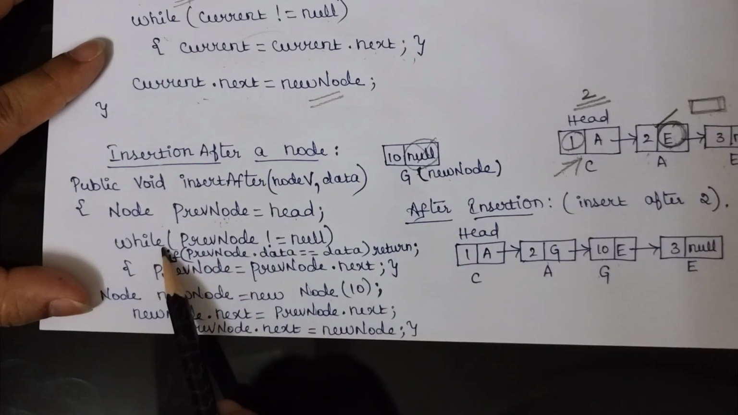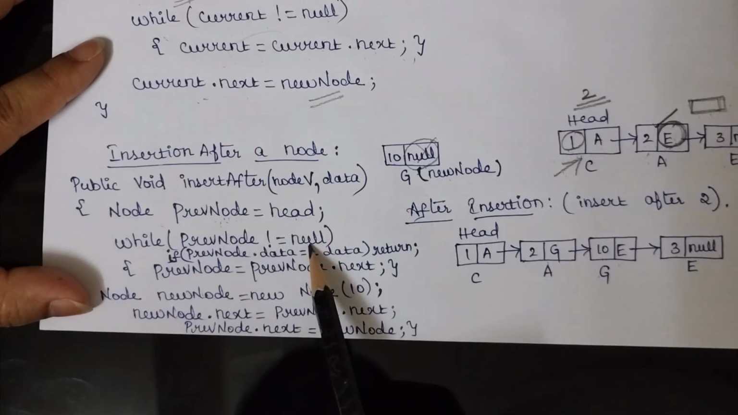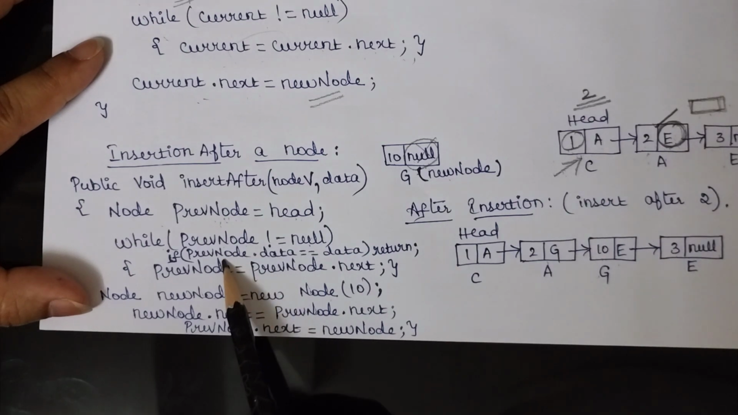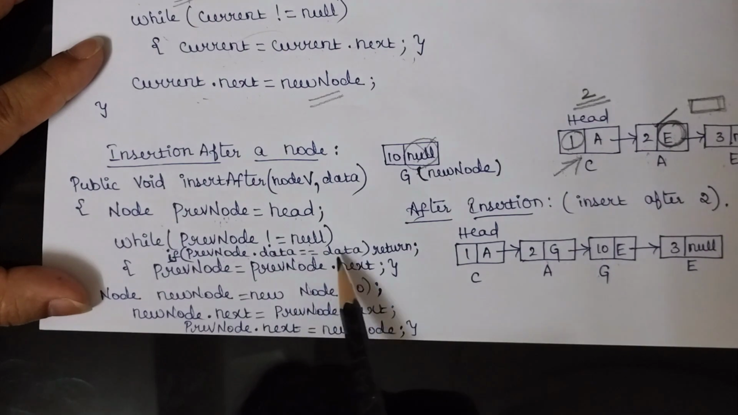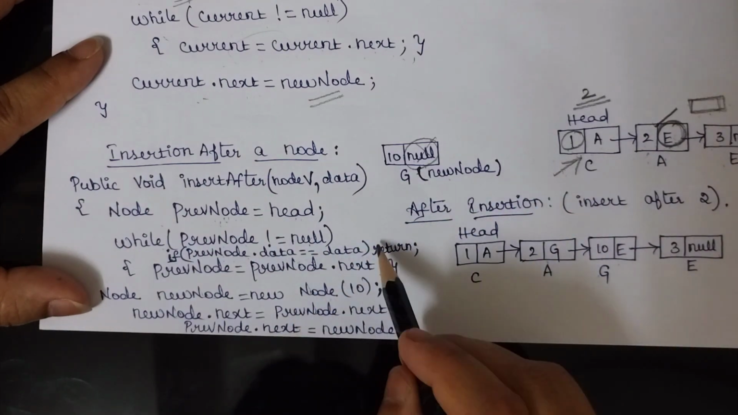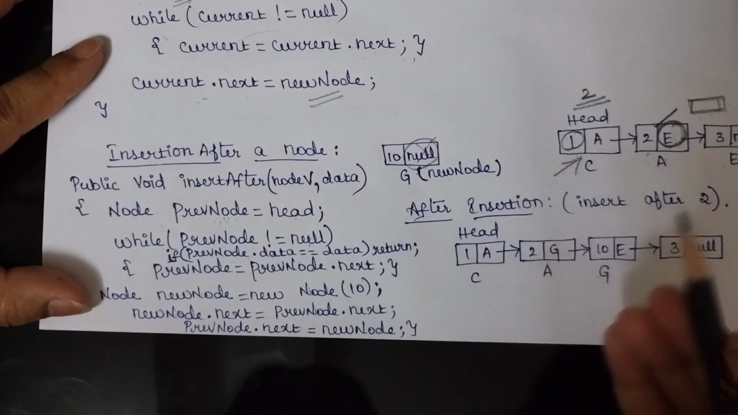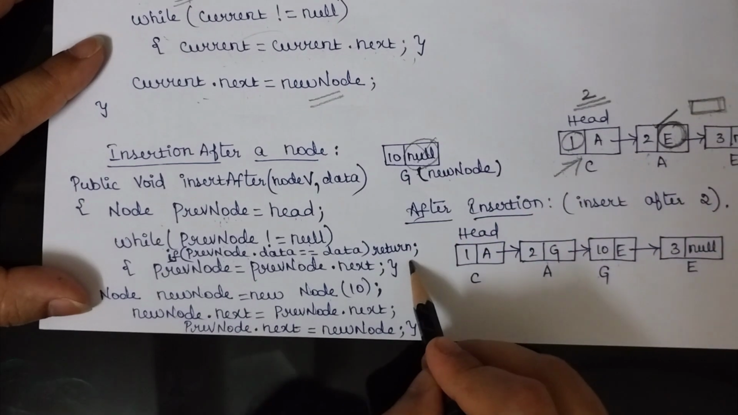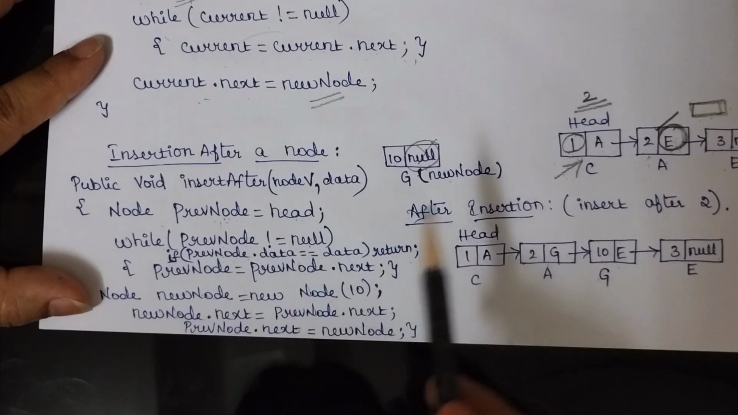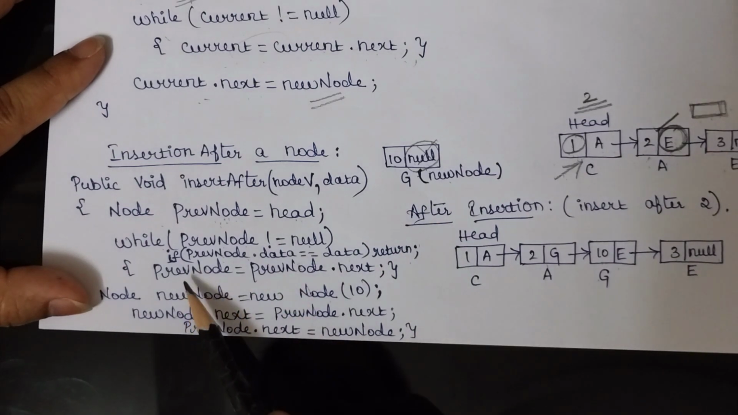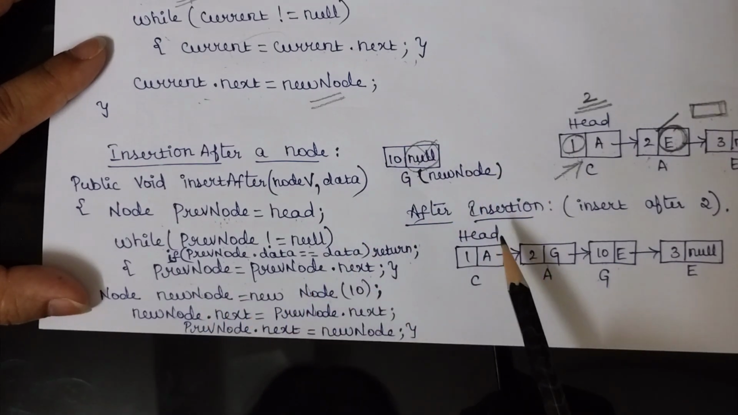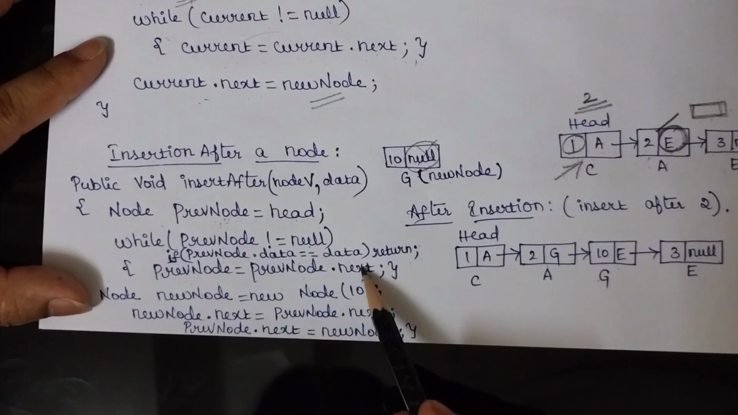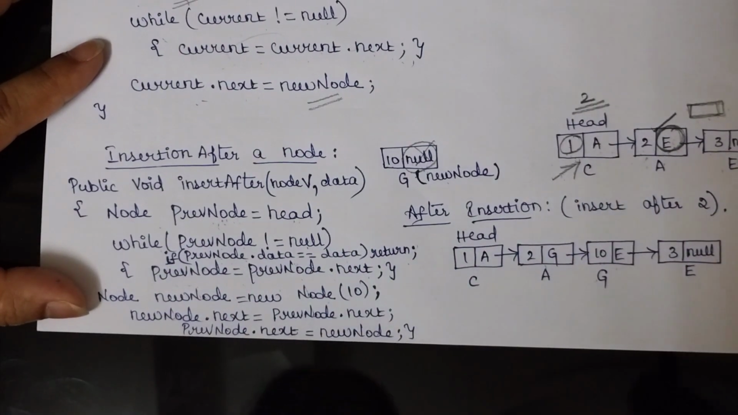You're going to check whether your previous node is not equal to null. If it is not equal to null, you compare previous node dot data is equal to data. If it is equal to data, you simply return, because you found the node where you have to insert the new node, the position you found. Otherwise you have to move to the next node. For moving, you have previous node is equal to previous node dot next. You are moving to the next node. This is how you find the position where you want to insert.